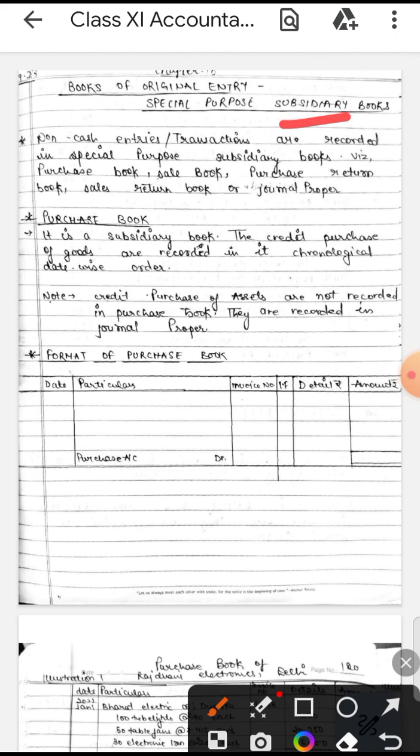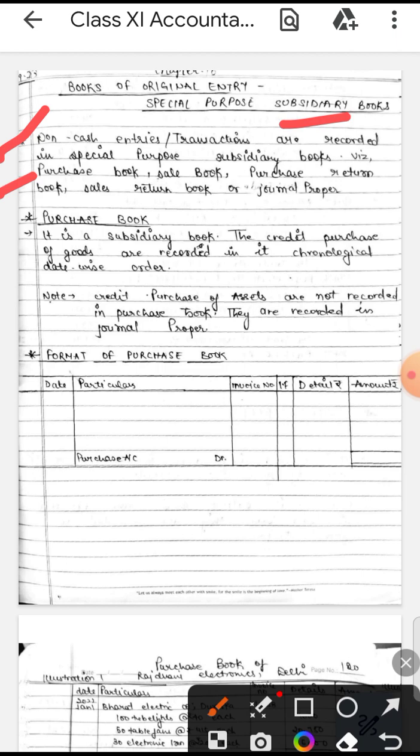Non-cash transactions are recorded in special purpose subsidiary books. That means here we are recording the credit based transactions in subsidiary books. Subsidiary books may be purchase book, purchase return book, sales return book, and the general proper.